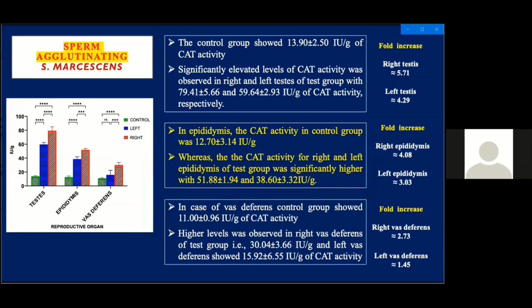When we checked the catalase activity in the tissue homogenates of the mice administered with Serratia marcescens, again we got the same pattern, that the level was significantly high on the right side of the organs as compared to the left side of the organs. Moreover, the increase was significantly high in case of the testis as compared to epididymis and vas deferens. So it also followed the same pattern as we have seen in case of E. coli.